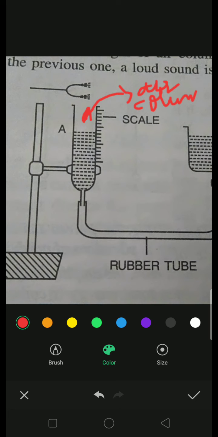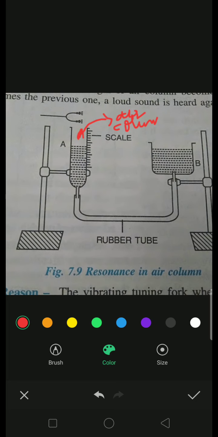But suppose initially you are not hearing a loud sound, so what you will do, you will start changing the position of this B, make it up and down, so that this air column will change. If you make B go up and down, if the level of water in A goes down, the air column will increase. So one stage will come when resonance will occur and you will hear a very loud sound.